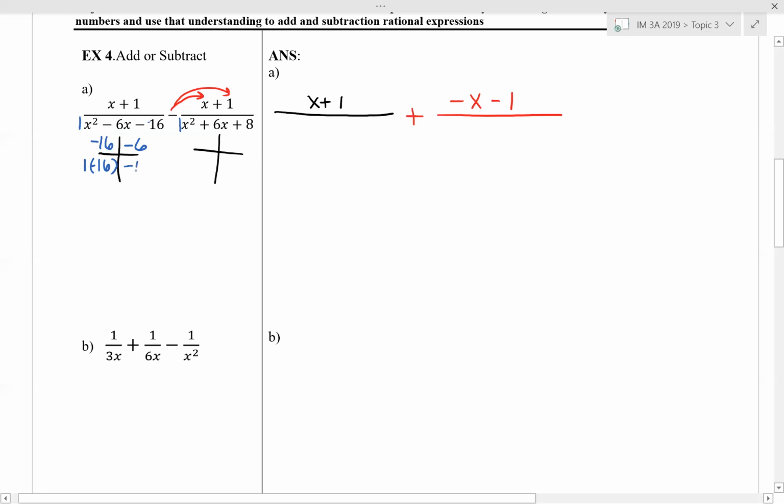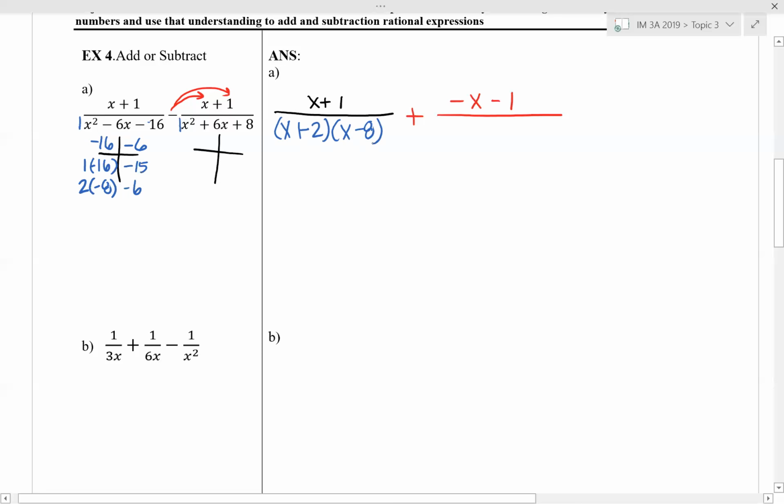This one, however, adds to a negative 15. So I know that that's not the answer. So we're going through in our heads, okay, then 2 times negative 8. And good news, this one works. And so that means that x squared minus 6x minus 16 factors to x plus 2 times x minus 8.